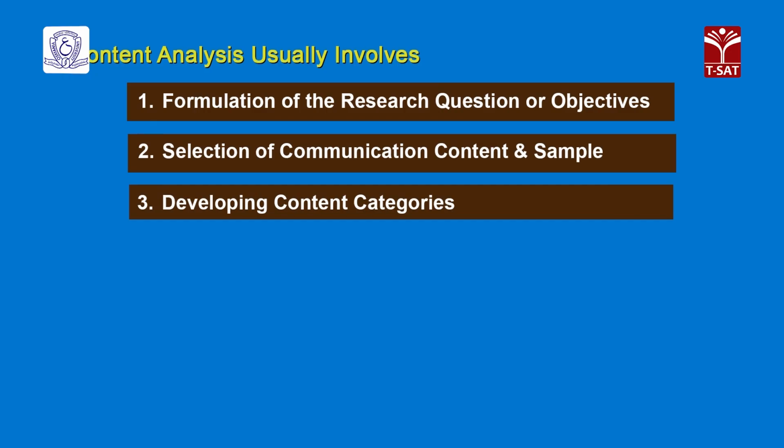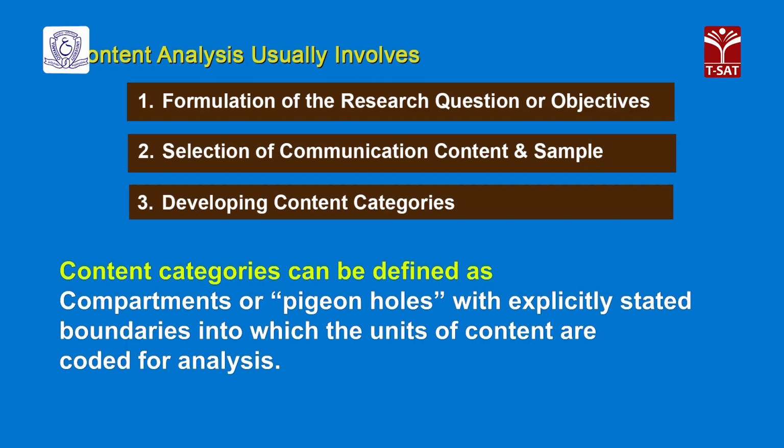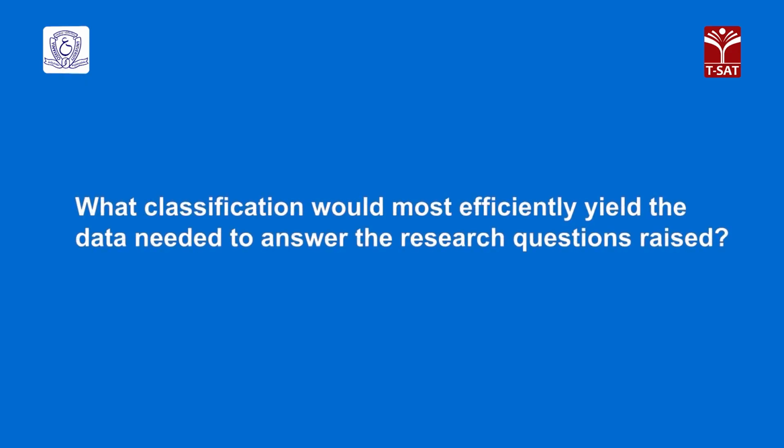The third one is developing content categories. Content categories can be defined as compartments or pigeonholes with explicitly stated boundaries into which the units of content are coded for analysis. They in fact flow from the research question and should be anchored in a review of relevant literature and related studies. Content categories are constructed in response to the query, what classification would most efficiently yield the data needed to answer the research questions raised.